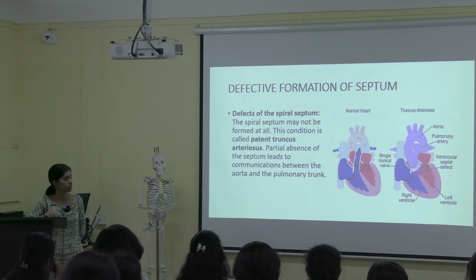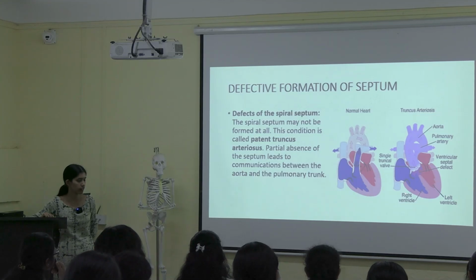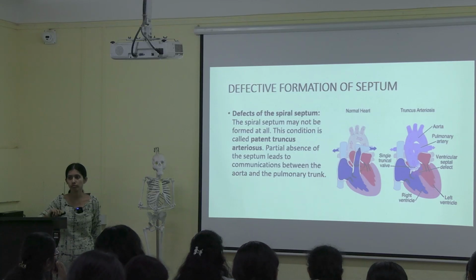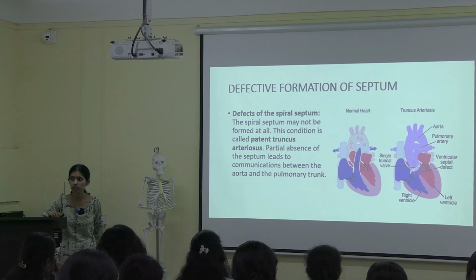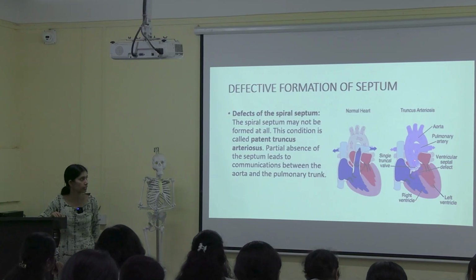So what is the difference you are seeing from this to this? There also we have right and left ventricles, we have pulmonary trunk and we have aorta also. But what is the one difference you are seeing from this to this? Any one please. Aorta and pulmonary trunk are connected. Okay. Aorta and pulmonary trunk are connected.